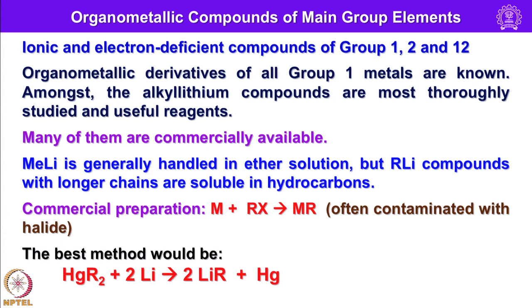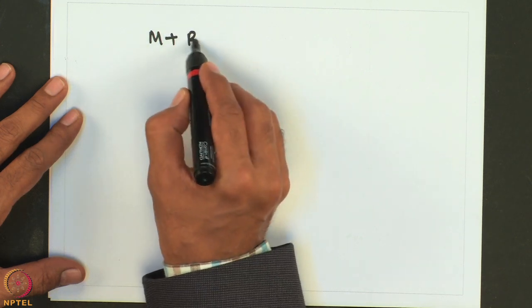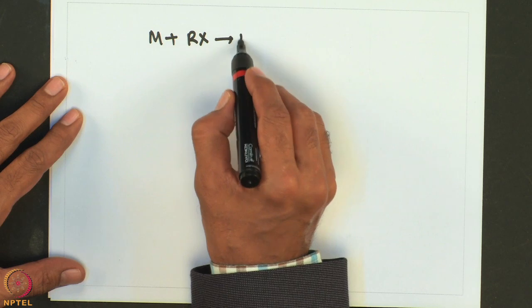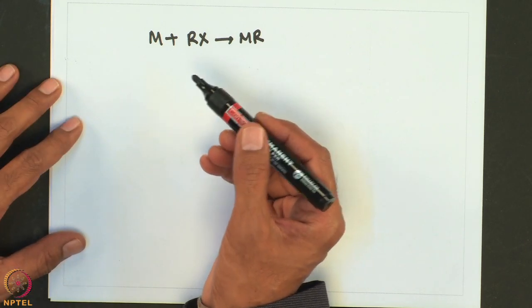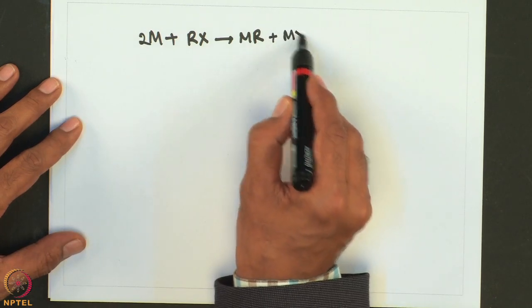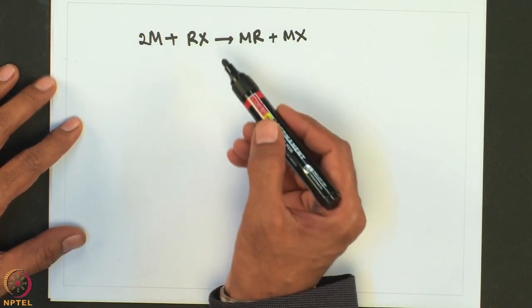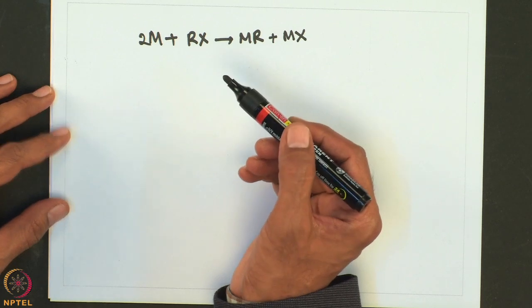Commercial preparation, as I mentioned, can involve M plus RX giving MR. They are often contaminated with halides. In this method, basically we take two equivalents of M and MR and MX comes. This is the commercial method of preparation of methyl lithium or ethyl lithium or tert-butyl lithium. But the best method for the preparation of these compounds, free from halide contamination, is to go for the transmetallation method.